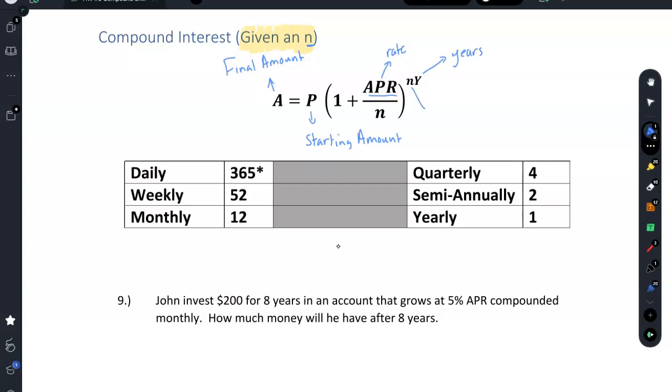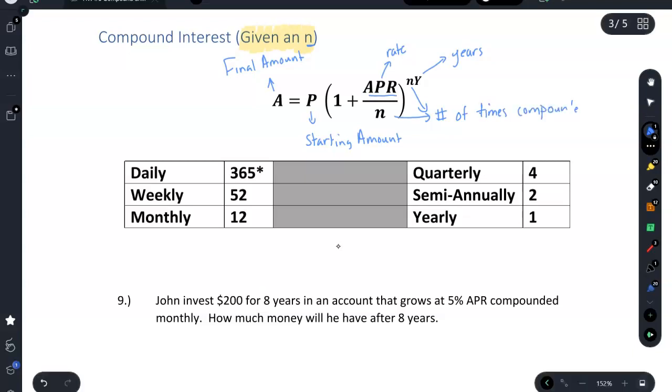But this time I have this n and this n, so we have two n's, which stand for the number of times compounded. That's what n stands for, and it will tell you most of the time that it's compounded a specific number of times, but it will tell you that in words. So something that you'll see is daily. If you see daily, that means 365. Now, there are sometimes that we will see a banker's rule that says daily is 360, but unless you see banker's rule, we assume that there are 365 days in a year, so it would be 365.